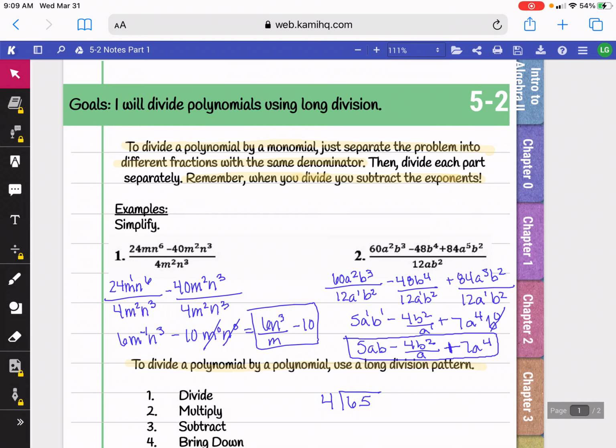In this video, we'll be learning how to divide polynomials using the long division method. When you're dividing by a monomial, it's easier because if there's just one term on the bottom, you can separate the problem into different fractions and then divide by that denominator. And then just remember when you're dividing, you subtract exponents. Today, though, our focus is on long division.